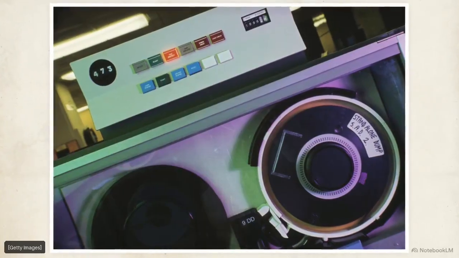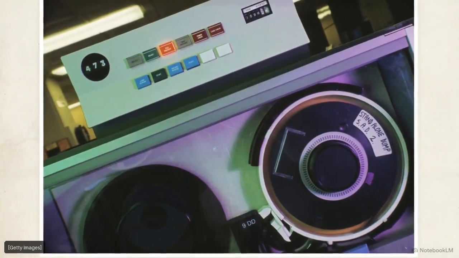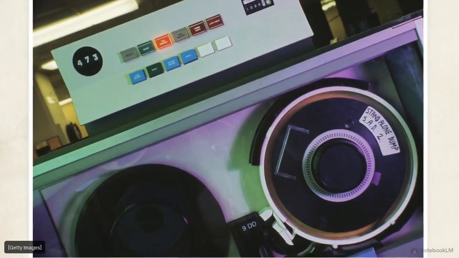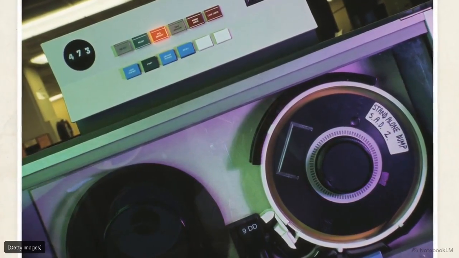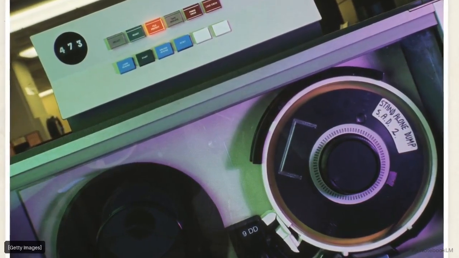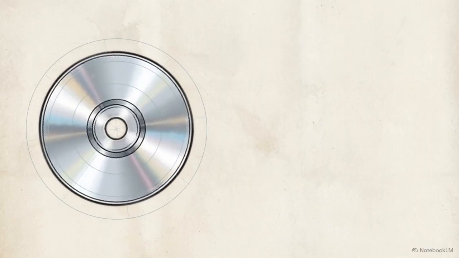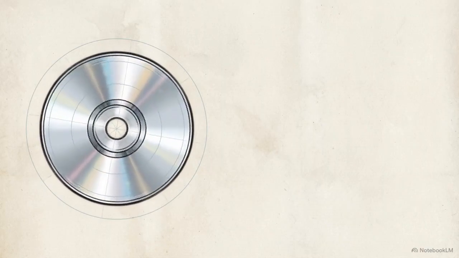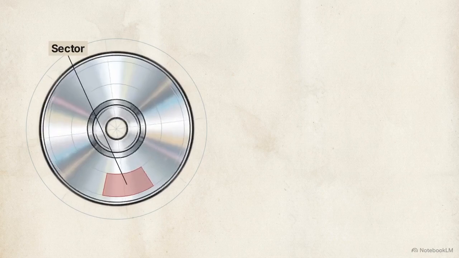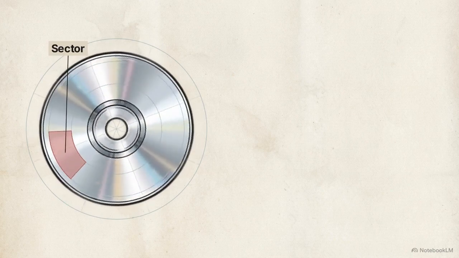Early computers relied on magnetic tape reels. Retrieval was strictly sequential. To find a file, the drive had to physically spool through the entire tape until the correct data passed under the read head. Modern hard disk drives utilize a more direct retrieval method. The platter surface is divided into concentric circles called tracks. Each track is subdivided into pie-shaped slices. The intersection where a slice meets a track is a sector, the smallest unit of storage.